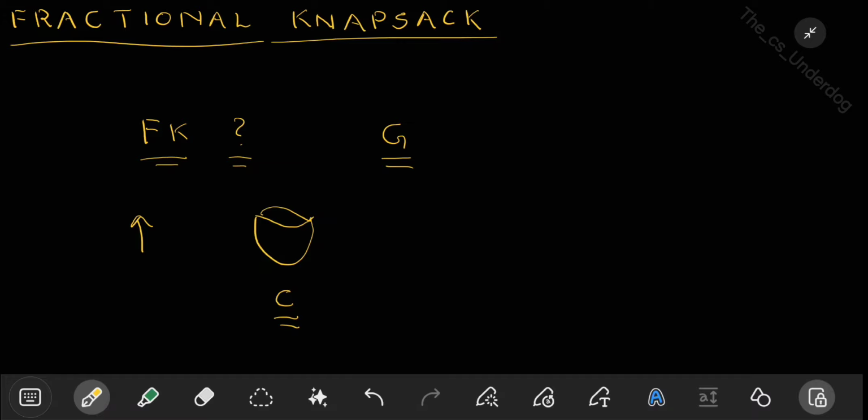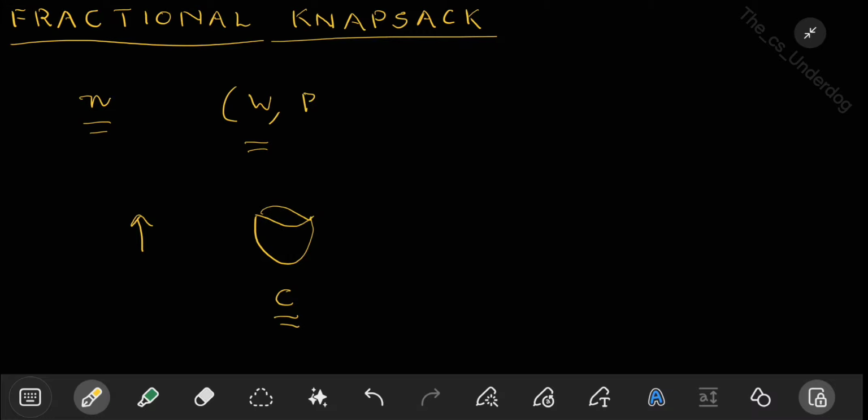Let us understand this problem statement in detail, then it will be clear for you. You have n items, and for each of the items you are told there is some particular weight, and once you sell that complete item, you will get some profit P. So you have n different items. Each item is of some particular weight, and if you sell that item, you will get a profit P.